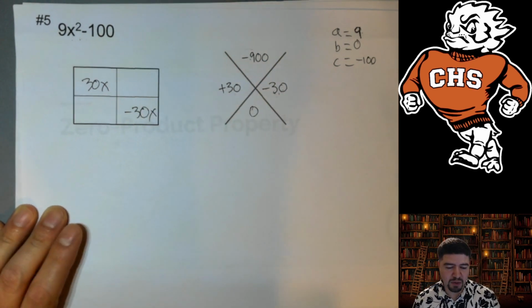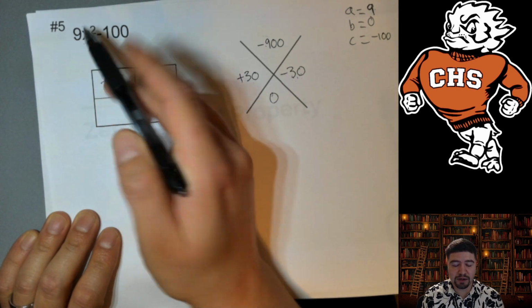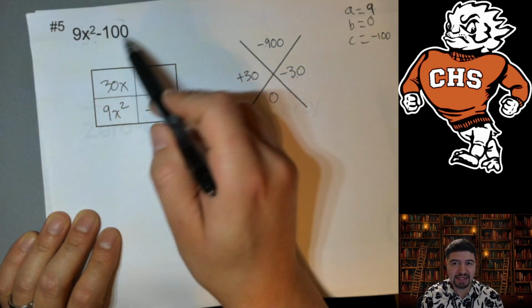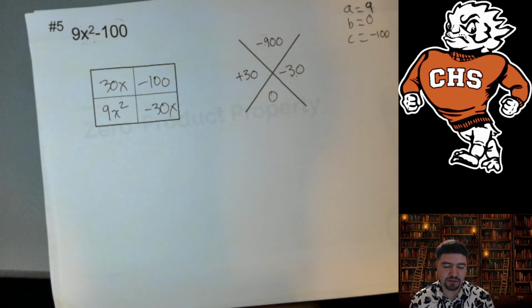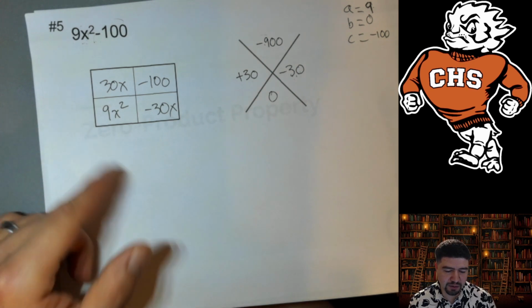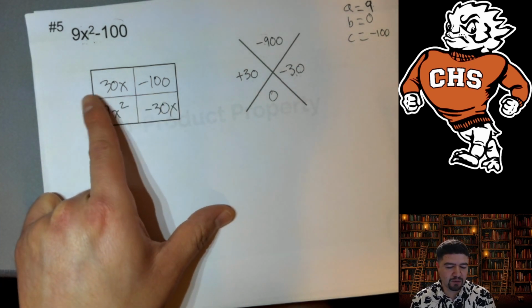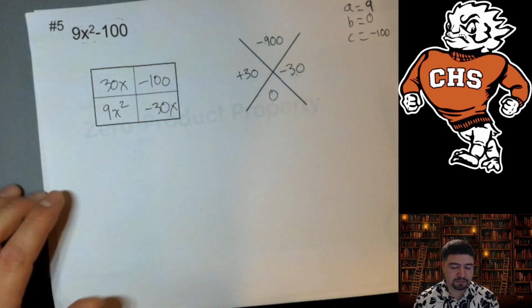and add them in our area model. Next, I'm going to take my ax squared, which is 9x squared, and my c, which is negative 100, and put those in the other two spaces in the box, in the area model here. So now we can take a look at what we can factor out of each row and each column.